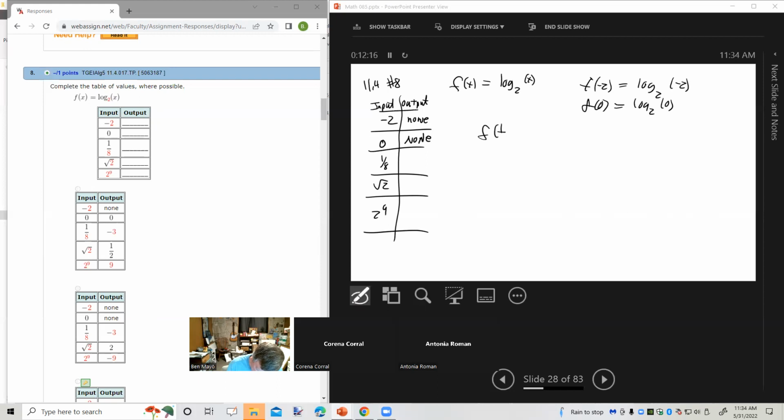Well, f of 1/8 is log base 2 of 1/8. And log base 2 of 1/8 equals some unknown box. Okay. Changing it to an exponential equation, 2 to the box equals 1/8. 2 to the box equals 1 over 2 cubed. 2 to the box equals 2 to the -3 power. So the box is -3. Okay. So we already know that the answers are none, none, and -3.